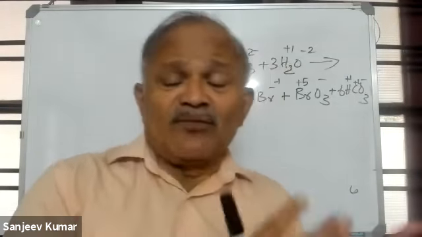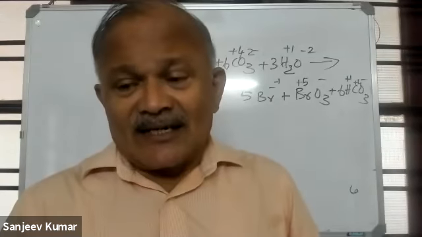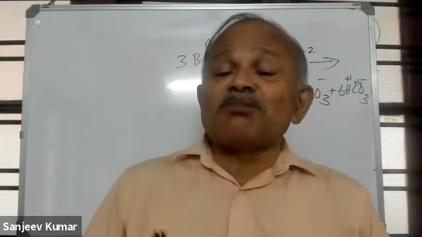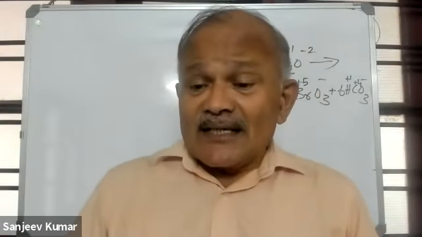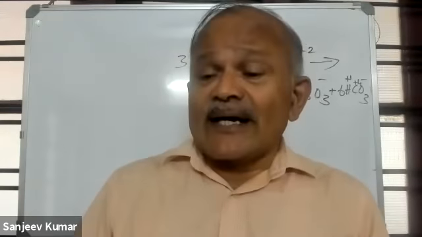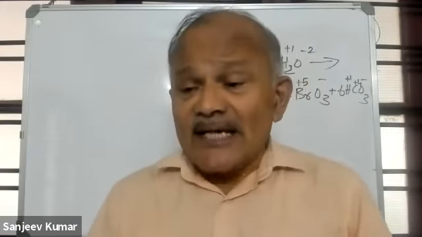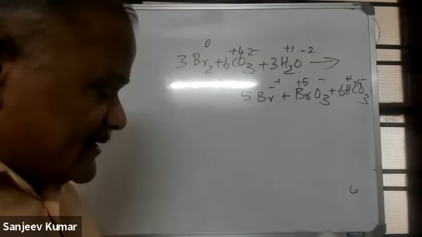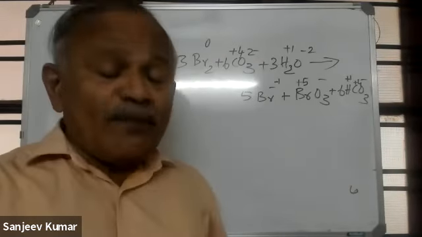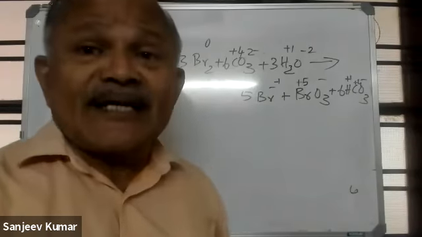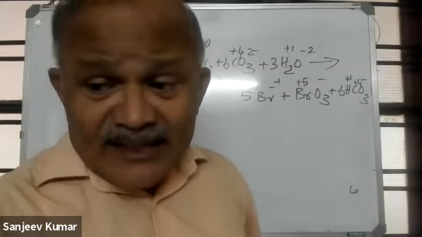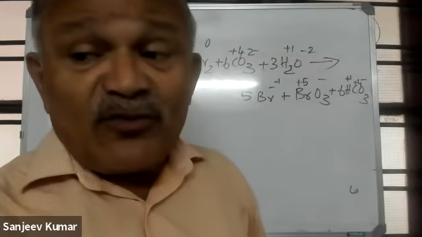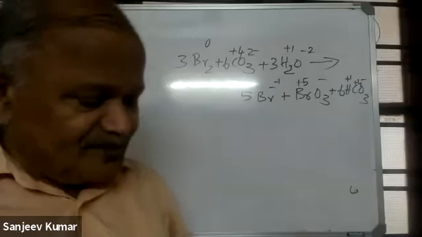It is also an example of a redox reaction. It is simultaneous oxidation and reduction, and it is disproportionation because the same atom or molecule gets oxidized as well as reduced. Therefore, here the correct choice is D. Bromine is both reduced and oxidized. Remember, such reactions are called disproportionation reactions, self-oxidation and reduction.